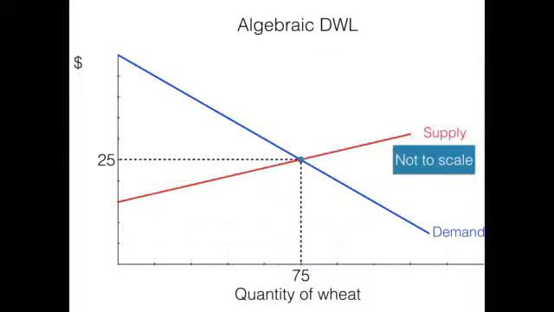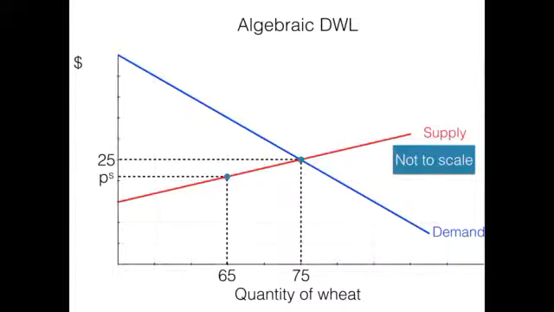Please note that this is not to scale. I was a little lazy here and I just used something I had pre-made, having a supply and demand curve on here. So just realize that these are not really to scale. So we have our equilibrium price of 25 and our equilibrium quantity of 75. We were told that we had a capacity constraint of 65.